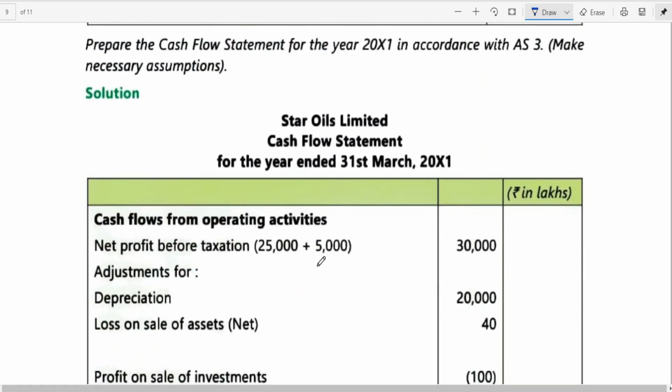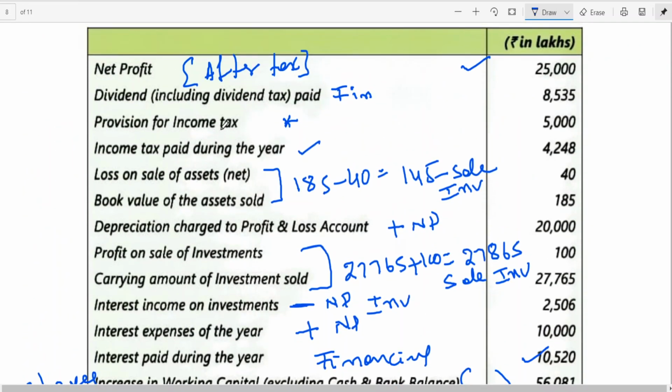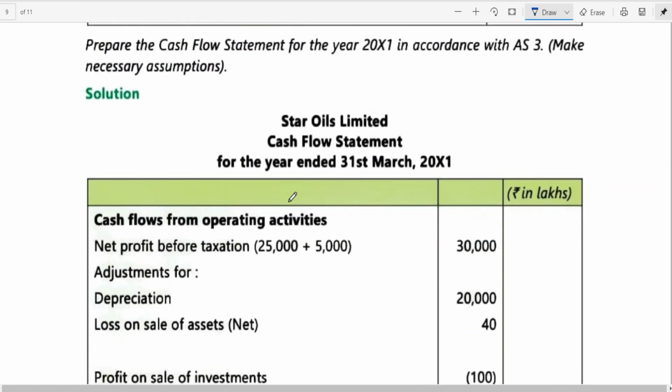Are you following what I am saying? See, we assume that this 5,000 provision for taxation has already been deducted. Whenever you are starting the problem, we need to have net profit before taxation. So this is net profit after tax; if you add provision for tax, you will get net profit before tax. And after getting cash generated from operating activities, you can deduct income tax paid during the year. I think this is straightforward.